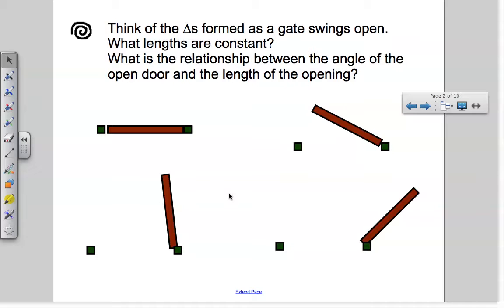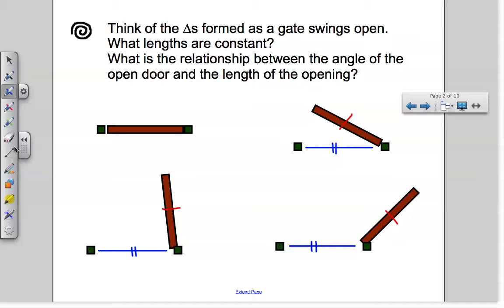Well, the length of the gate is going to be the same always, so I could put a tick mark here, saying the gate's not changing length as it opens. Also, if you think about the distance between the two gates here, this would be the same always, right? We're not going to be changing the distance between the two posts or between the opening in those two sides of the gate. So that's the same always.